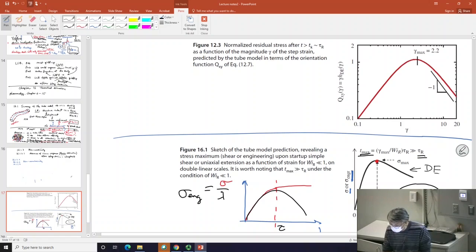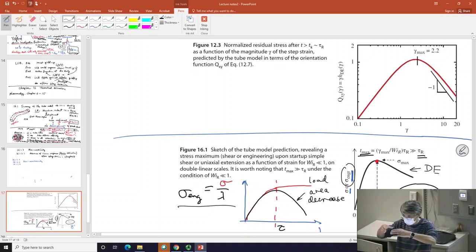As I indicated, in extension, the maximum occurs because the stress drops because the load area starts to decrease. Rather, the sample becomes thinner and thinner. Okay? It becomes thinner faster than the force can still grow. So in fact, it no longer grows.